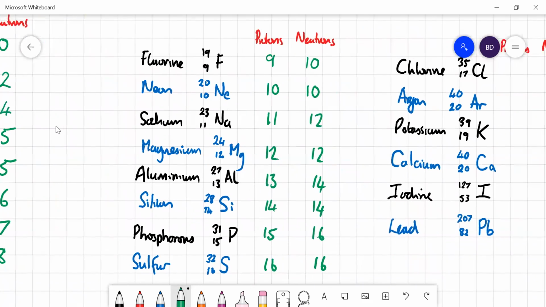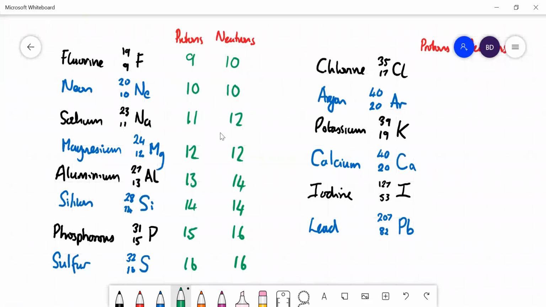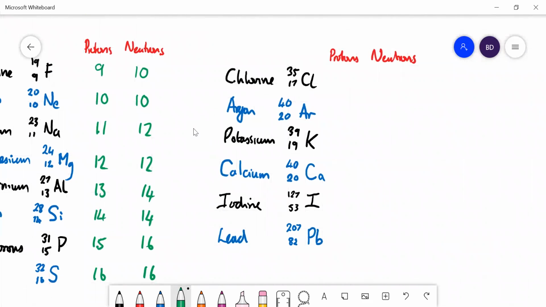So very often you'll see the number of neutrons is equal to the number of protons, particularly for the smaller atoms. Get to chlorine, so that's 17 and 18. Argon, that should be 18 there, sorry. So that's going to be 18 and 22. So that's quite a few more neutrons than protons. Potassium, 19 and 20. Calcium, 20 and 20.